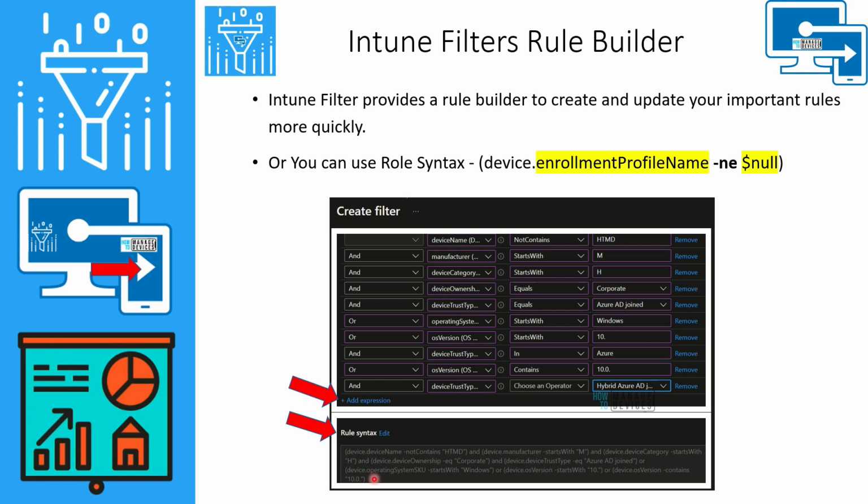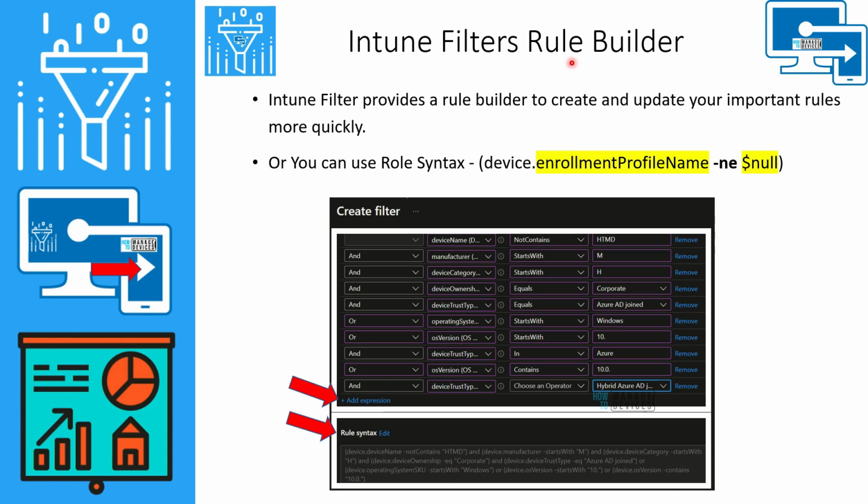So if you already have a rule, then you don't need to use this one. You can just copy paste the rule over here and that will take care of your Intune filtering rules. If you want to exclude all the devices which are not assigned with any enrollment profile, then you can use this value $null. This is very useful in many situations.